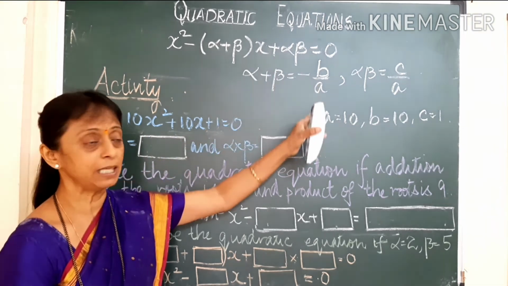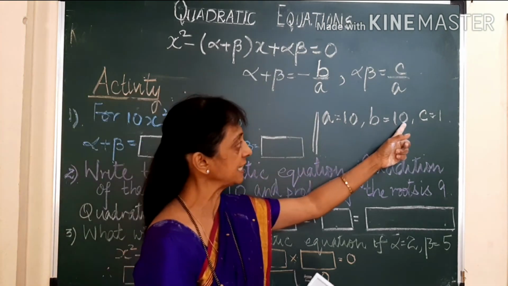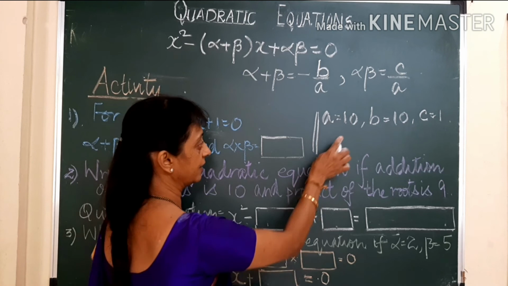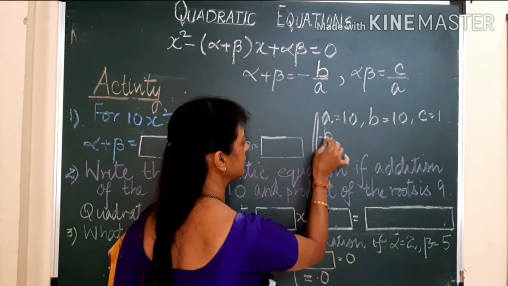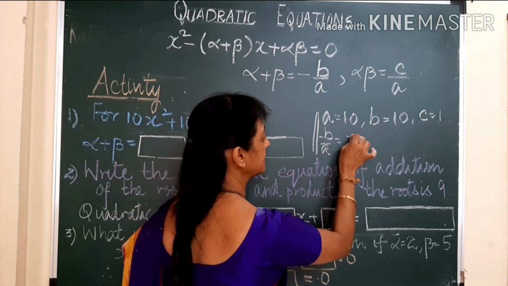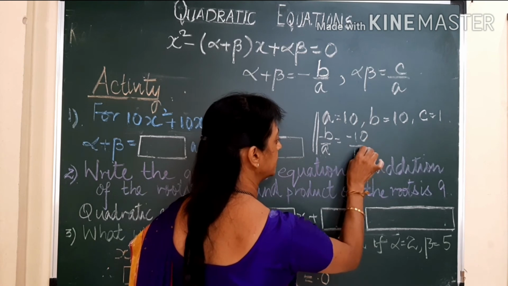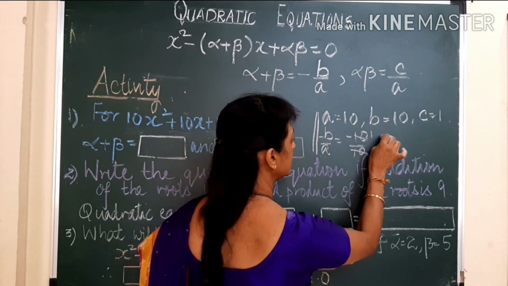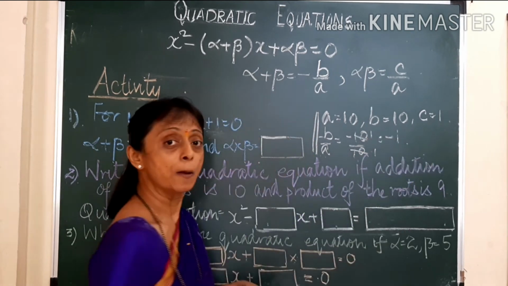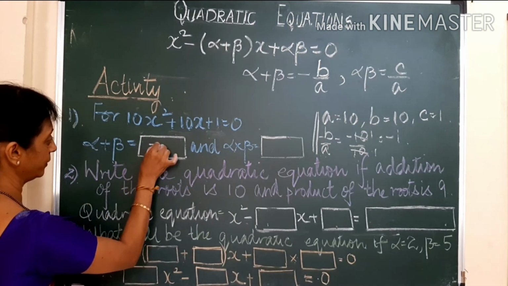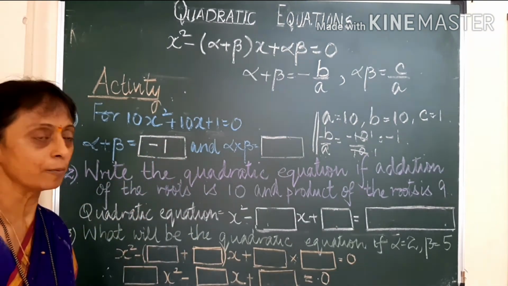It is minus b upon a. So minus 10 upon 10. We will just solve it over here, children. Minus b upon a is minus 10 upon 10. It gets reduced. So you are left with an answer minus 1. So you will write the answer directly in the box.